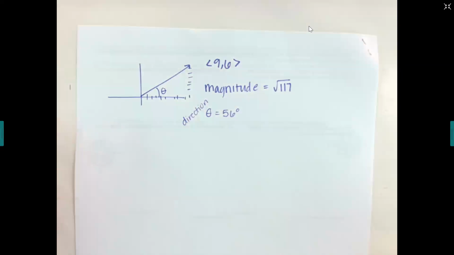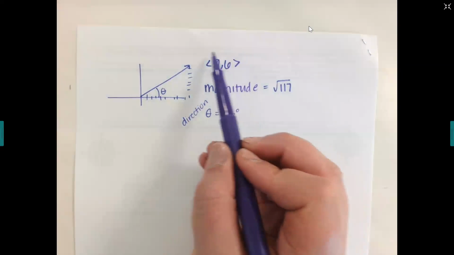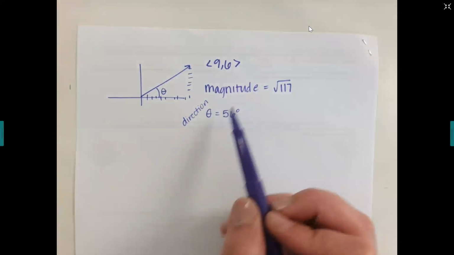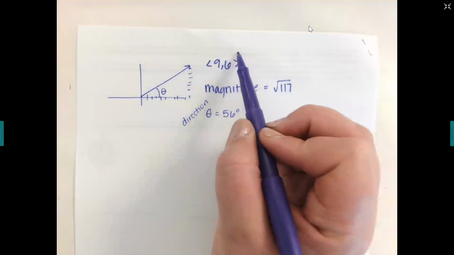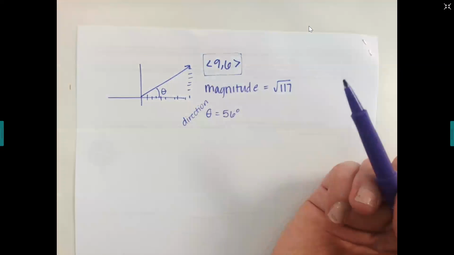What we're going to do today is learn how to do that backwards. So instead of you knowing the vector at the beginning, you're going to know how long it is. You're going to know the angle, and you're going to have to go backwards to find this. Okay?